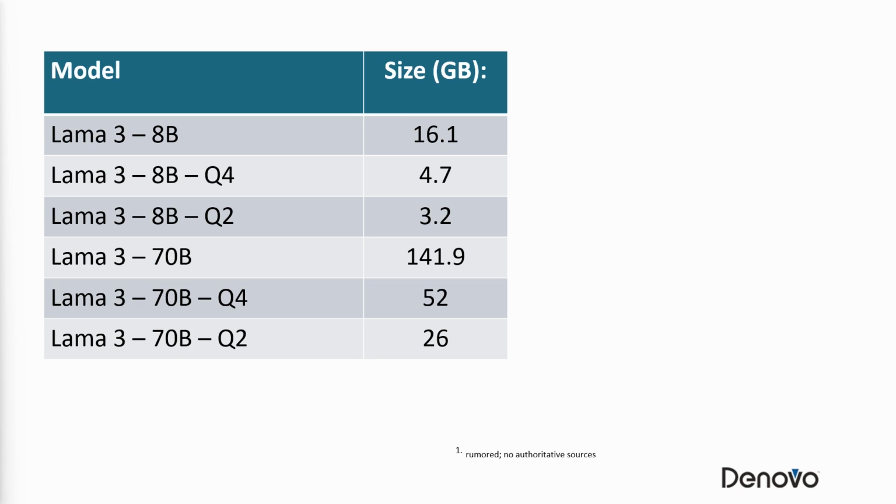So this is looking at it from memory size. The 8 billion parameter model required 16 gig of VRAM. The 2-bit version only required 3.2 gig. 70 billion parameters, 141 gig of VRAM. The 2-bit version, only 26 gig.